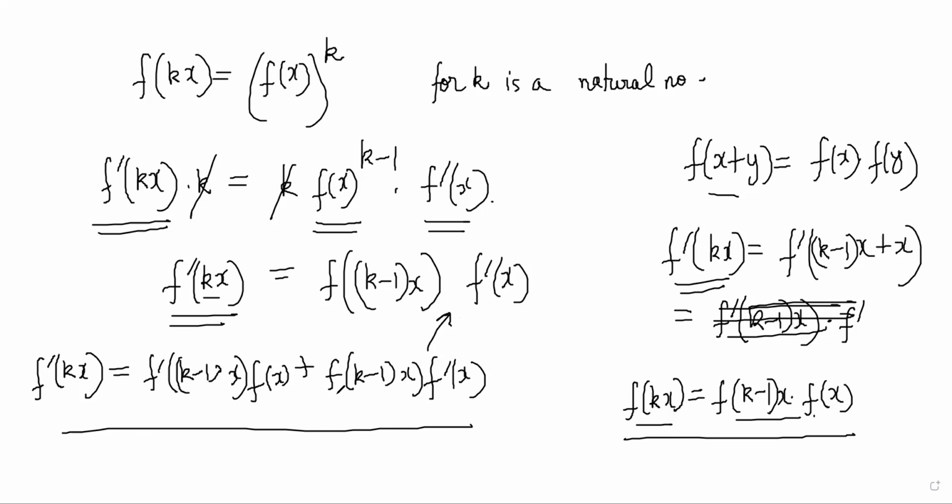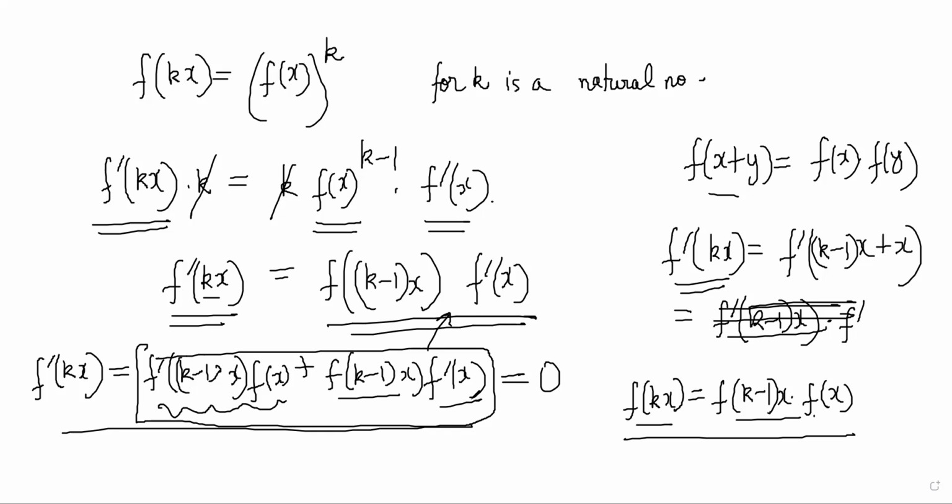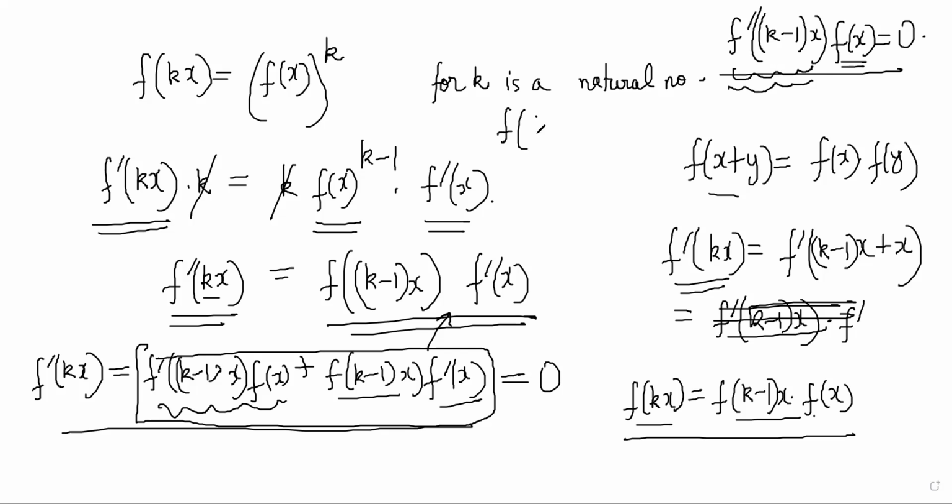So if I equate it to this side, f of k minus 1 into x times f dash x is there, right? So this cancels, no? This part must be equal to this. So one of the terms just completely gets cancelled. So you're getting f dash of k minus 1 into x times f of x is equal to 0, right? So since f of x cannot be 0, this must be 0. If f dash of k minus 1 into x is 0, then f of k minus 1 into x is some constant, right?